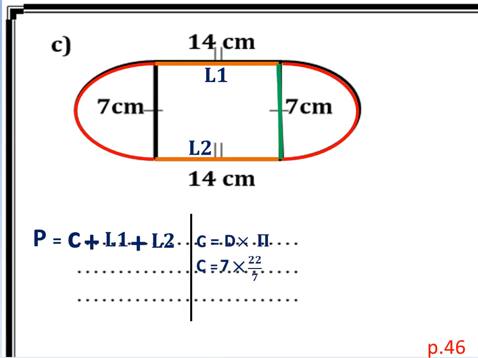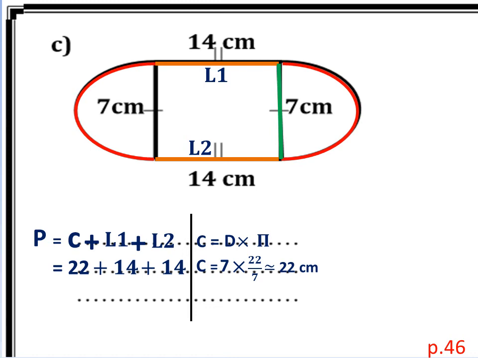So it will be 7 times 22 over 7. Put it on the calculator, the answer will be 22 centimeters. And now let's put it in the perimeter. So the value of C is 22 plus line 1, 14, plus line 2, 14. Also, can we add 7 and 7? No, we need the perimeter.